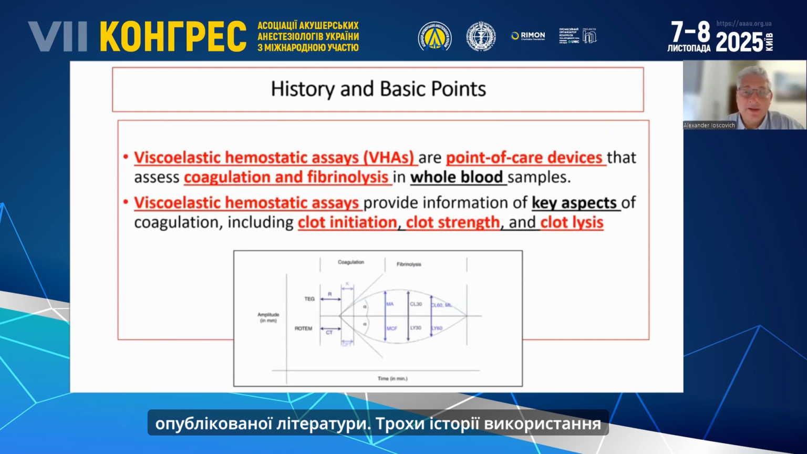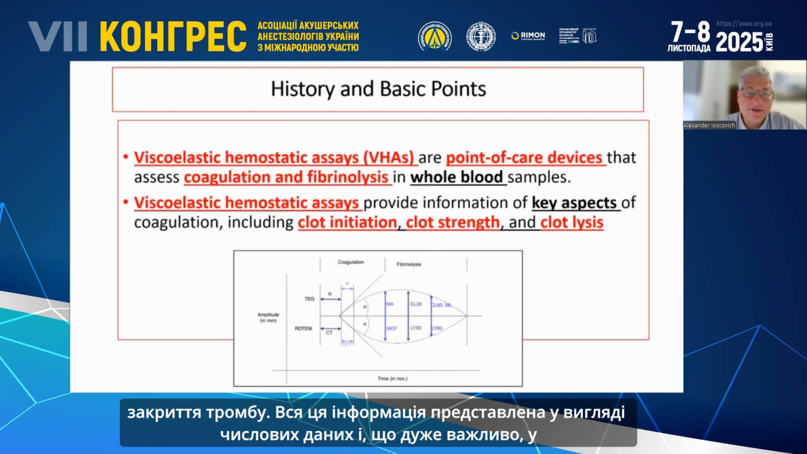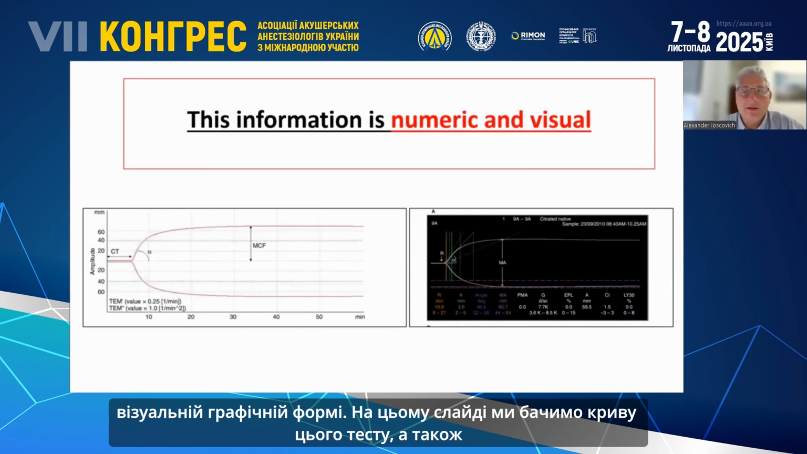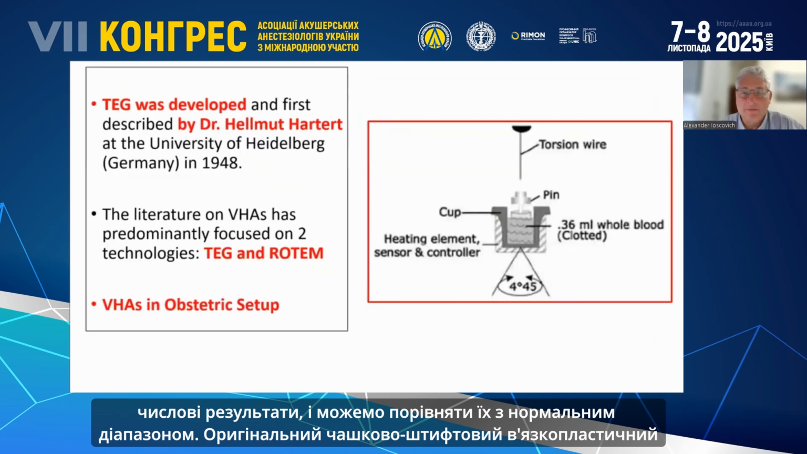A little bit of history. Viscoelastic hemostatic assays are point-of-care devices that give us information about three steps of coagulation: clot initiation, clot strength, and clot lysis. All this information is presented as numerical data and, what is very important, in a visual graphical form. We can see on this slide the curve from this test as well as the numerical results, and we can compare them to the normal range.